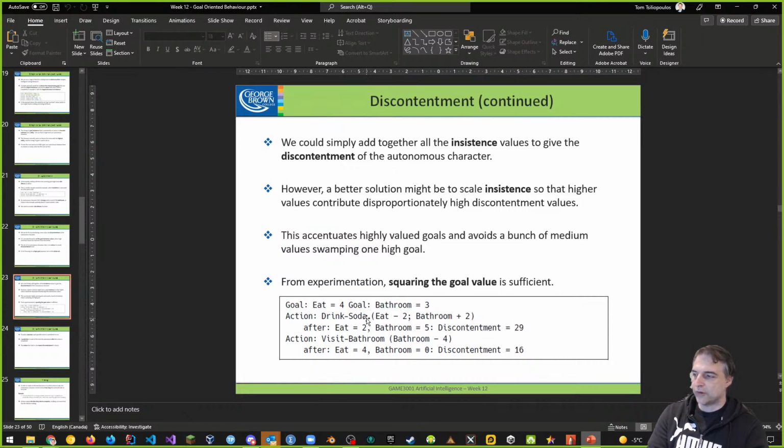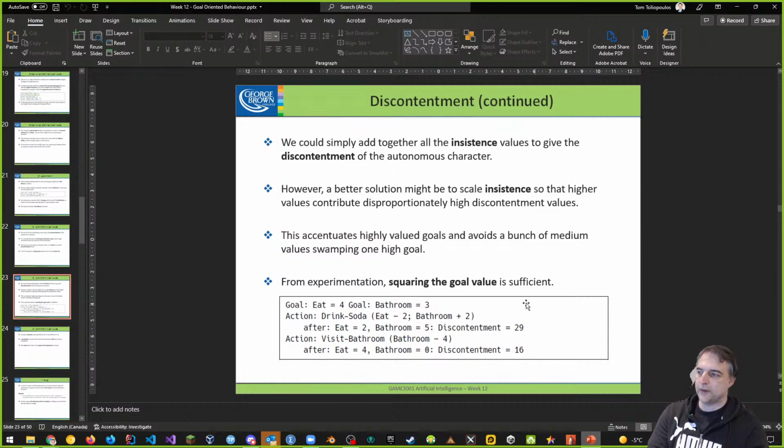So the action for drinking soda would not be a choice, because you want to go with the action that has the least discontentment for the character. If we said just bathroom minus 4, then your bathroom cannot go lower than 0, so it goes to 0. But your eat would stay at 4 where it is right now. So eat would be 4 times 4 is 16, and your discontentment would drop to 16, which is the lowest discontentment between these two actions.